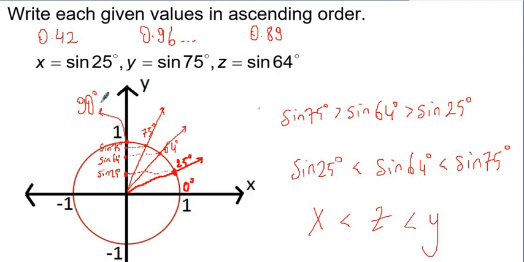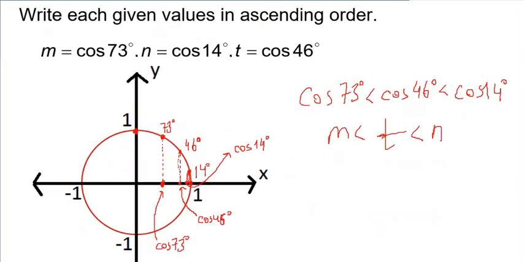Alright, so as you see, sine of 25, which is 0.42, is the smallest one. 0.42 is smaller than 0.89, and 0.89 is smaller than 0.96. So we get x is smaller than z, and z is smaller than y. This is what we get actually. You can do the same thing for the cosine. You can try that on your own. We are going to solve the last example now.